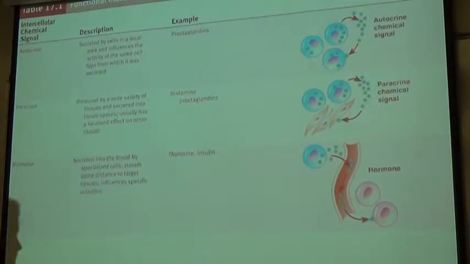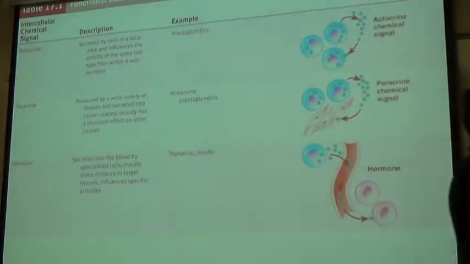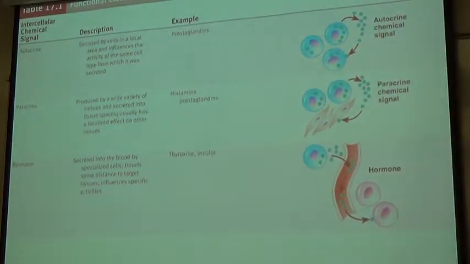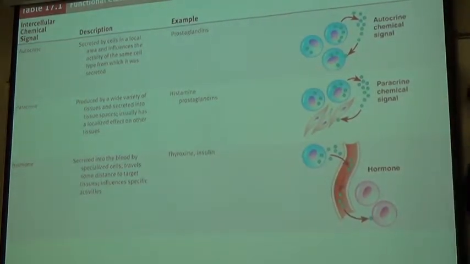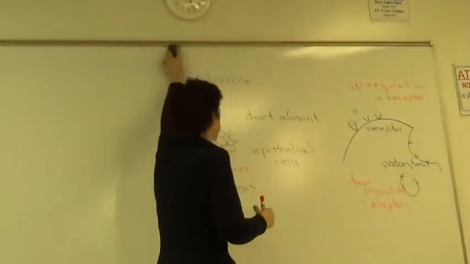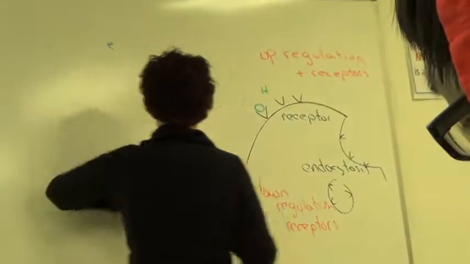What are some differences, some similarities then, and may I erase the board? The similarities and key differences between the endocrine system and the nervous system. So if you put the nervous system up first, since that's what we covered first.